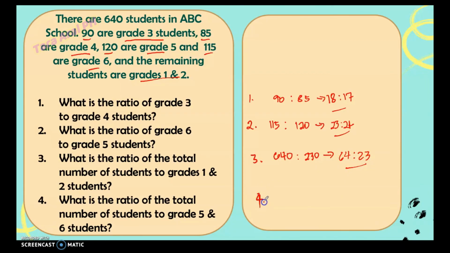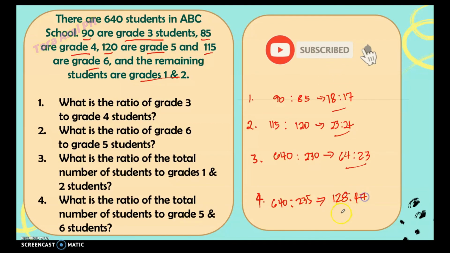Next, what is the ratio of the total number of students to grade 5 and 6? So we need to add the grade 5, 120 and 115. You will get 235. And the total number of students is 640. Then when you simplify that, our answer is 128 is to 47.